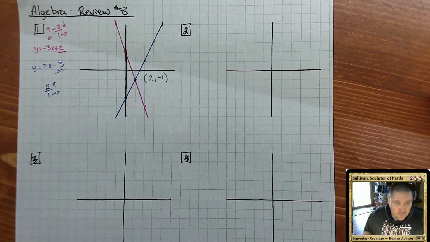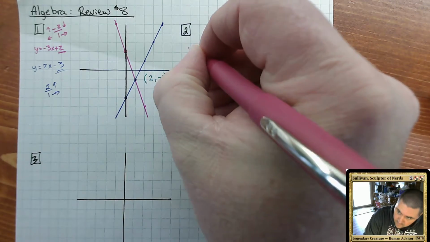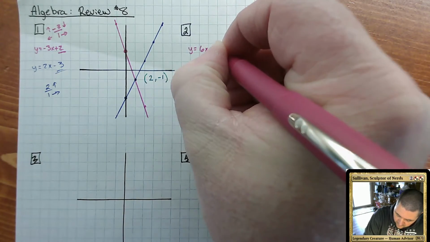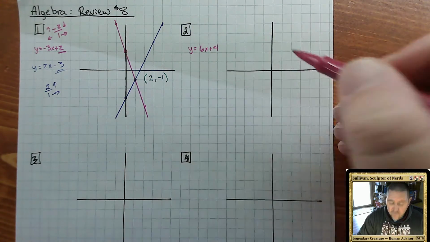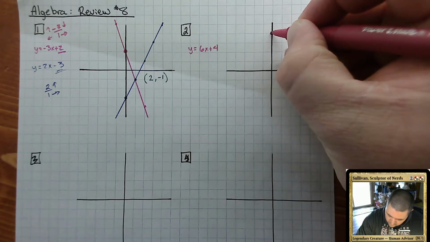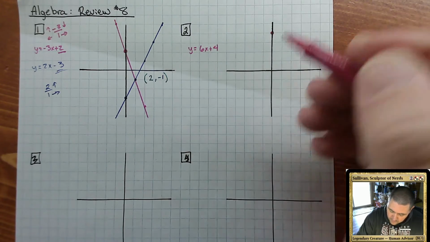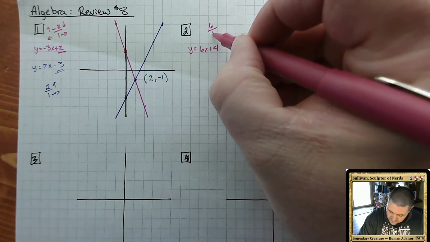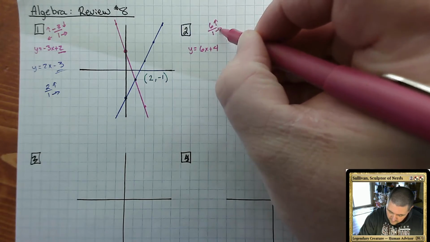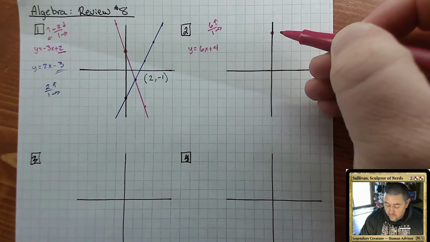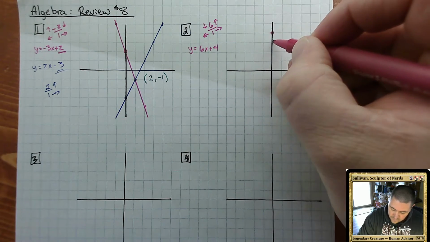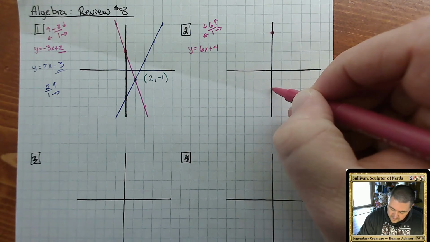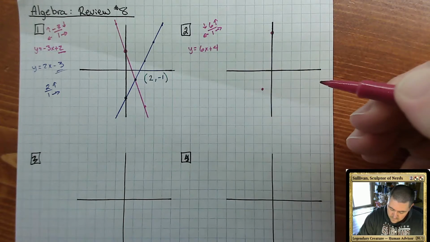Number 2, same story, but now one of them, y equals 6x plus 4, looks normal. It's in slope-intercept form. We'll start at 4. It's got a slope of 6 over 1, so up 6, right 1. I clearly don't have enough room for that. I'm going to go down 6, left 1. So down 1, 2, 3, 4, 5, 6, left 1.